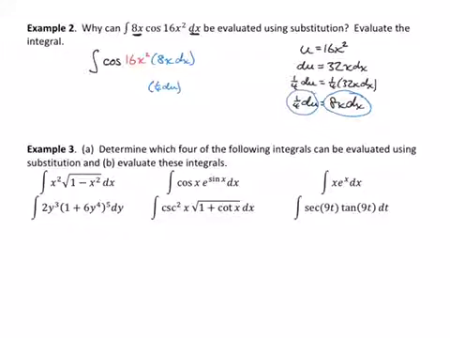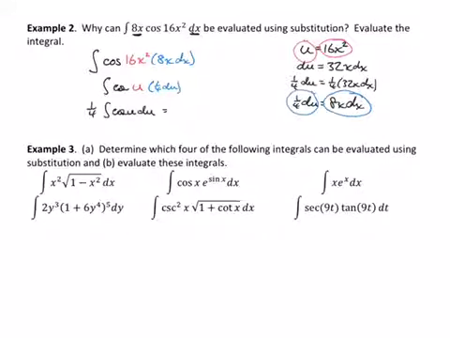And then the 16x squared is going to be replaced by u. And now I have to put everything else in. So I have the integral of the cosine of u times 1/4 du. So the 1/4 we can bring out front. 1/4 integral of the cosine of u du, which is just one of our basic formulas.